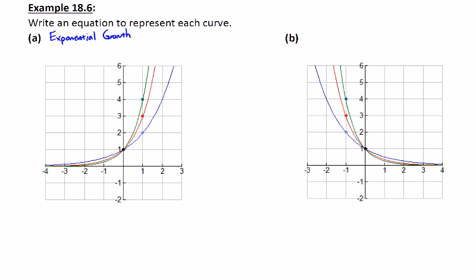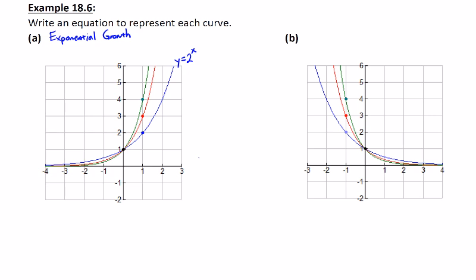Now specifically, we can look at the blue line and we can see that there is a point at (1, 2). The point at (1, 2) would indicate to me that I have to have the equation y equals 2 to the x in order to make that happen.